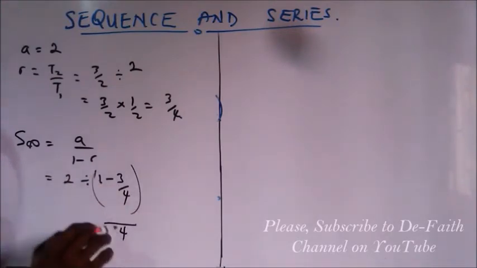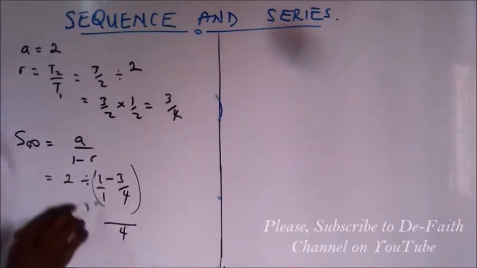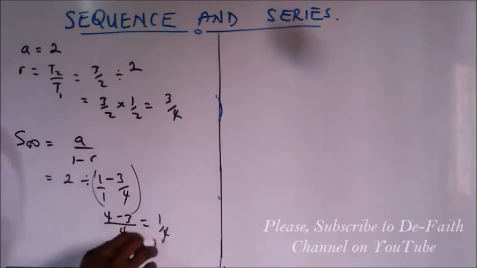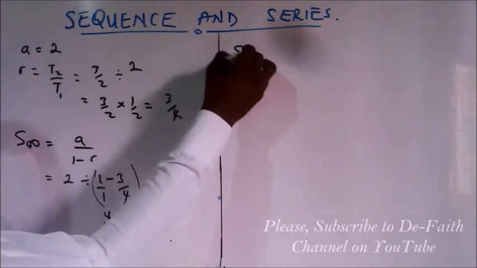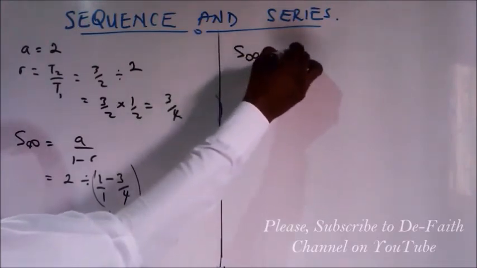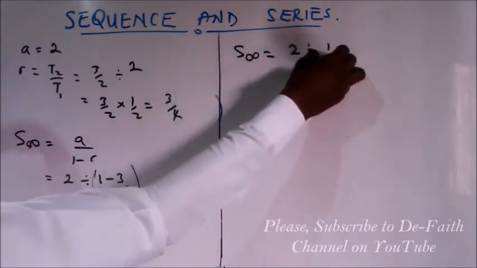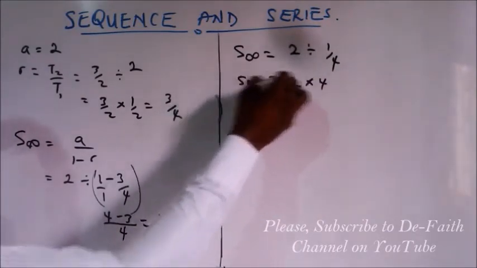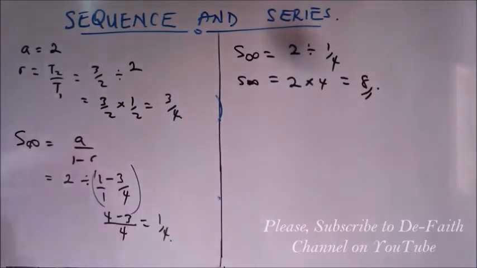We have 4 here. 1 into 4, 4. 4 times 1 is 4. 4 into 4, 1. 1 times 3. So we have 1 over 4. So we have that sum to infinity equal to 2 divided by 1 over 4, which is 2 multiplied by 4. So sum to infinity equal to 8.